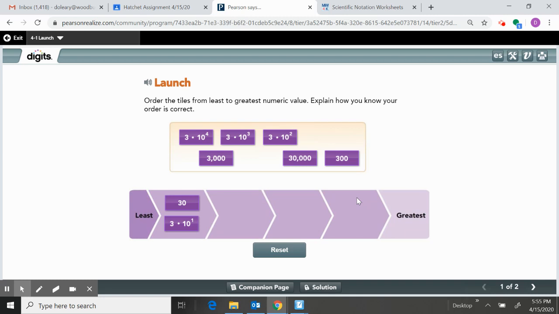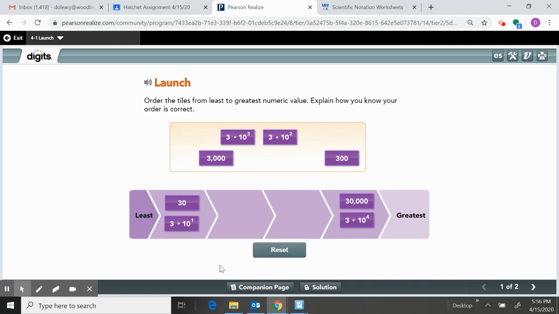I'm also going to show you the largest number. Now we can clearly see if I had to choose 3,000, 30,000, or 300, what's the greatest number? Obviously, we would say 30,000. So I will also let you know that 30,000 and 3 times 10 to the fourth means the same thing. So now you know your least number, 30, which is equivalent or equal to 3 times 10 to the first. 30,000 is your greatest, which is the same or equivalent to 3 times 10 to the fourth.